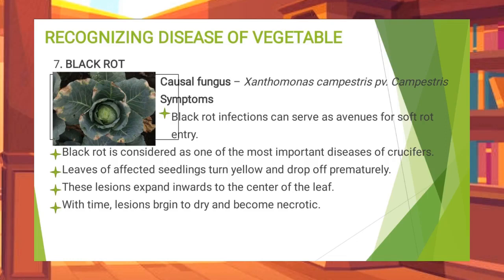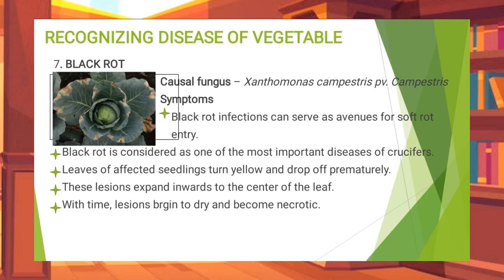So black rot, so causal fungus niya is, ang symptoms niya is ang black rot infections can serve as avenues for soft rot entry. So black rot is considered as one of the most important diseases of crucifers. So leaves of affected seedlings turn yellow and drop off prematurely.